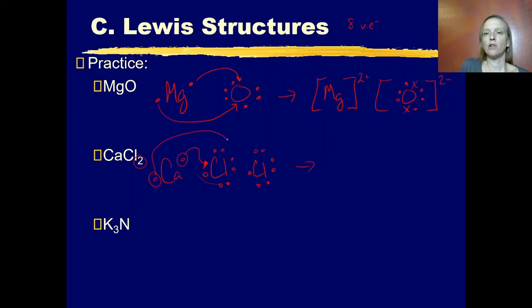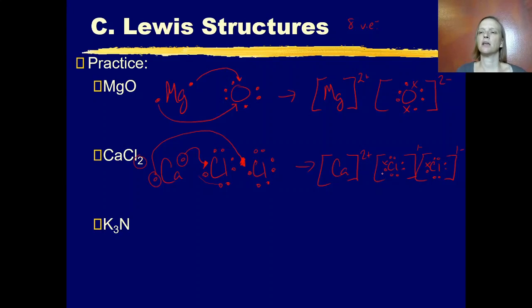It's full. It cannot accept any more electrons. But I have another chlorine here that can accept this other electron. And now we end up with a calcium ion that has a charge of +2 and 2 chloride ions that each have a charge of -1. And we don't have to write the 1 there. I just did. Each chloride has 8 electrons.